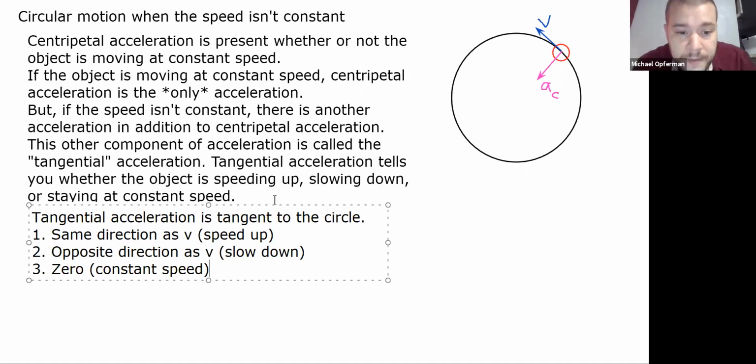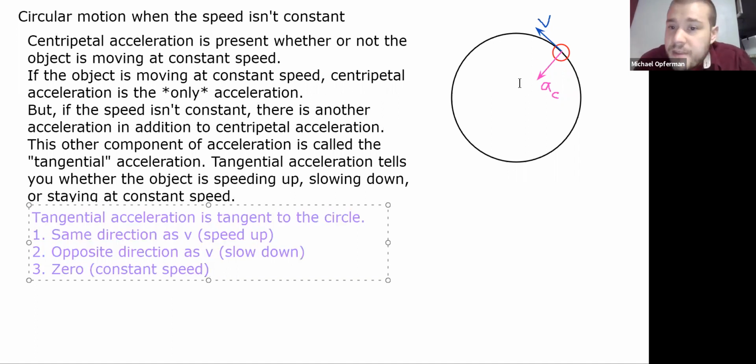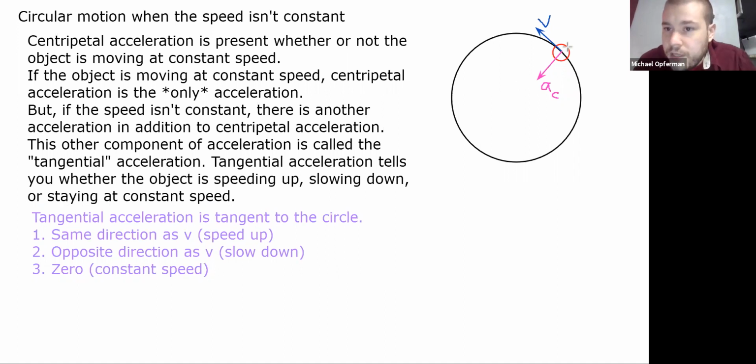So for instance, in my picture up here, let me get a different color. How about green? If the tangential acceleration points this way, that would mean the object is speeding up. If the tangential acceleration points that way, that would mean the object is slowing down. And if the tangential acceleration is absent, that would mean the object is traveling at constant speed.